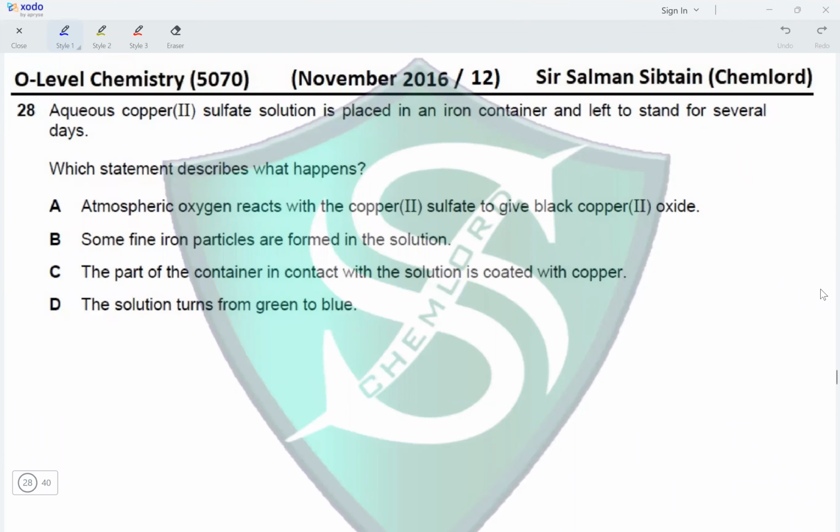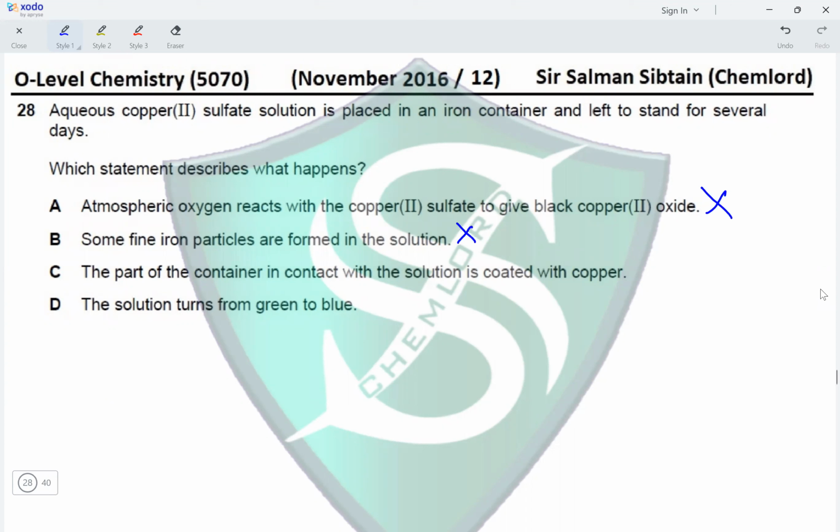Question 28. Aqueous copper(II) sulfate solution is placed in an iron container and left to stand for several days. Which statement describes what happens? Atmospheric oxygen reacts with copper(II) sulfate to give black copper(II) oxide. No, this reaction will not happen. Some fine iron particles are formed in the solution. No, this will also not happen.